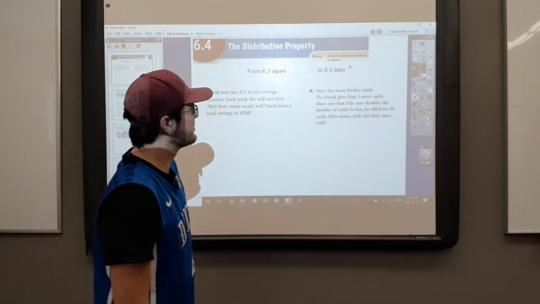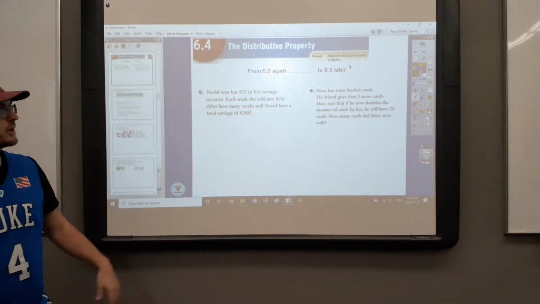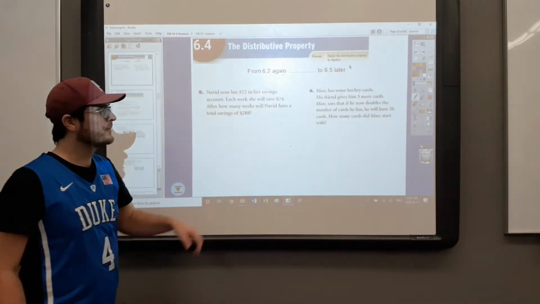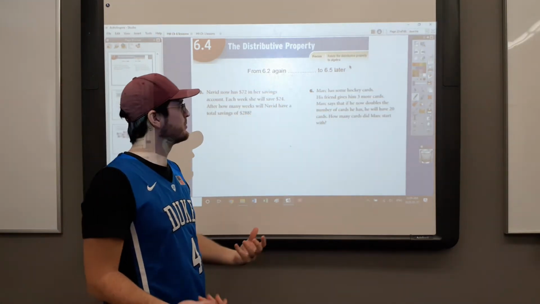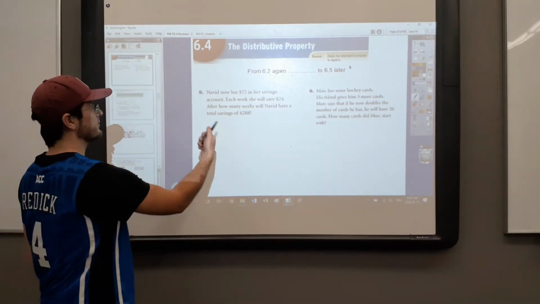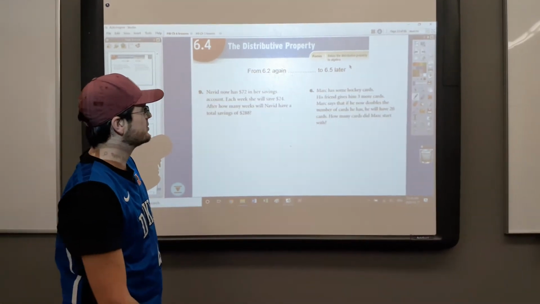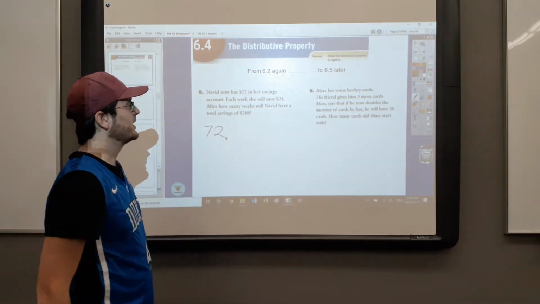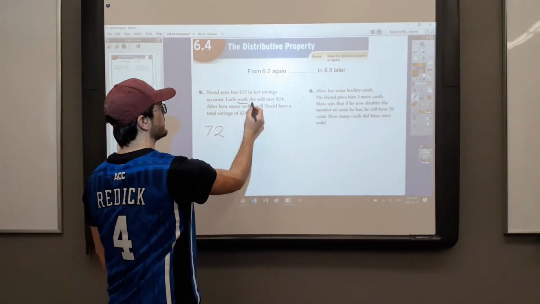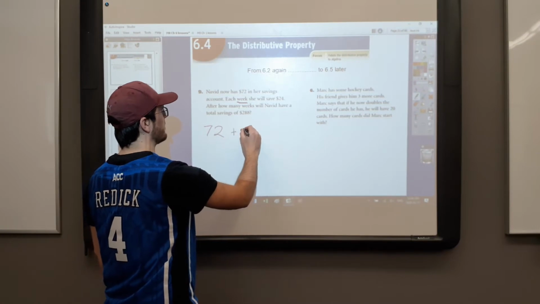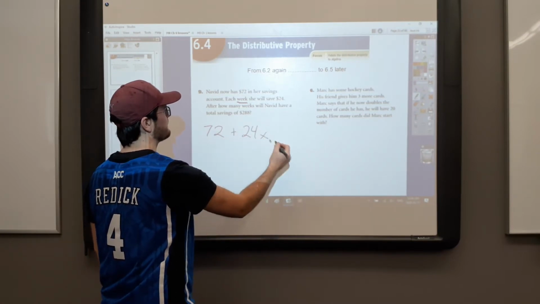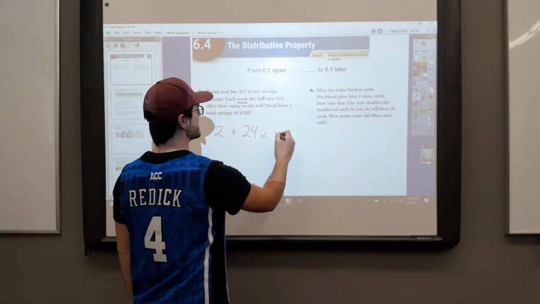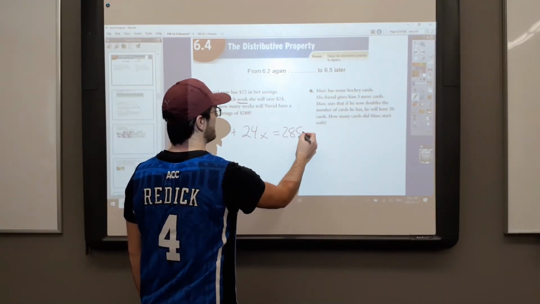Just as a bit of a review, we're going to compare where we've been to where we're going. In 6.2, we would have set up different one-step or two-step equations like the following. Naveed has $72 in her savings, and each week she'll save $24. So that's where we found this is going to be a variable: $24 a week plus the 72 she has. After how many weeks will she have 288?